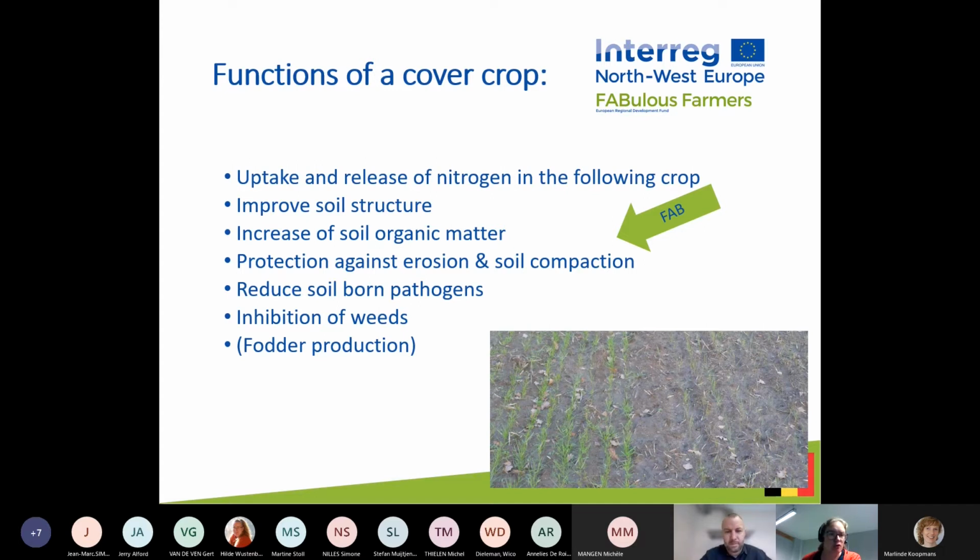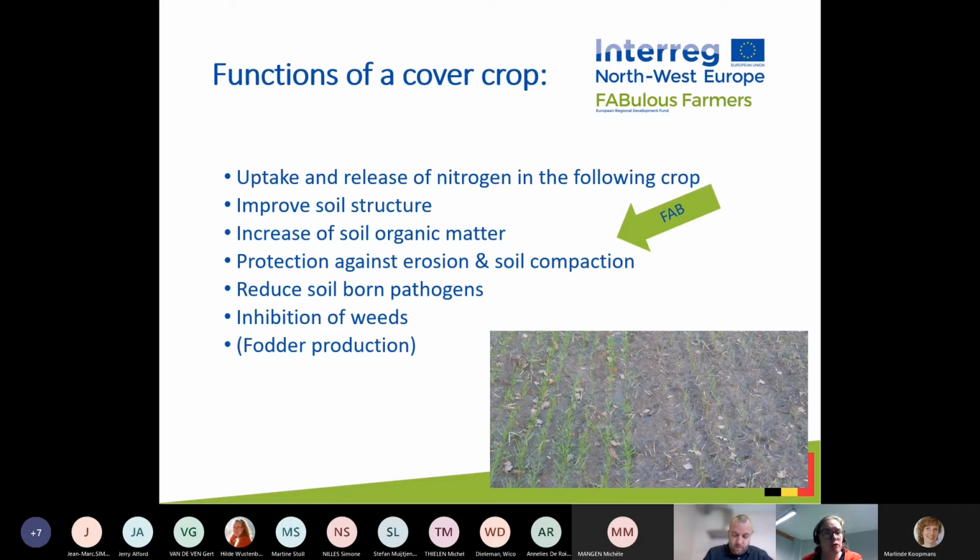There are different functions of a cover crop. Often we hear from farmers when they establish a cover crop that they do it because of the legislation in the countries. They are different because we are from 5 different countries. We are not going into the legislation part, but next to the legislation, cover crops have a lot of other functions. First of all, they can pick up nitrogen, so this nitrogen can't leach, and after the growing of the cover crop in spring, they can release the nitrogen again for the following crop.